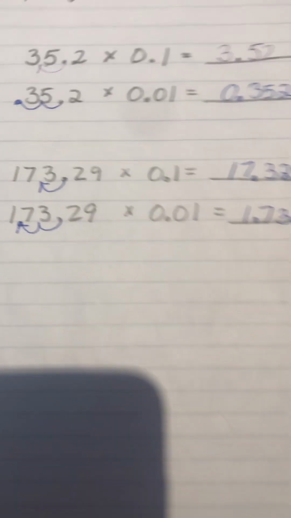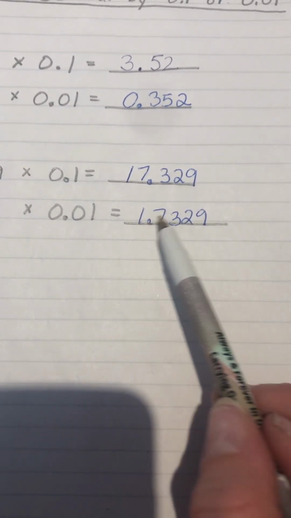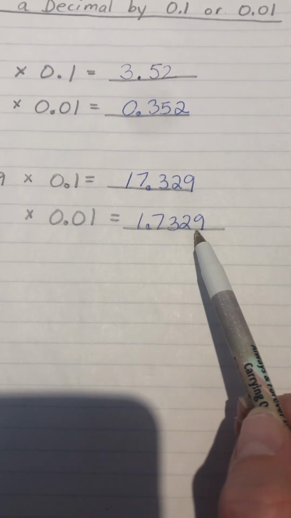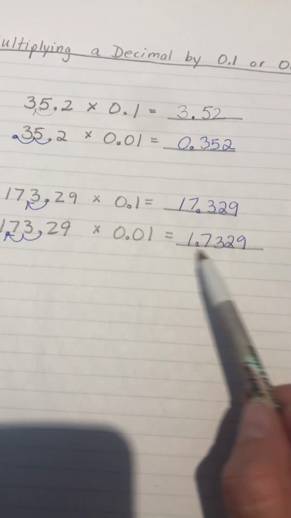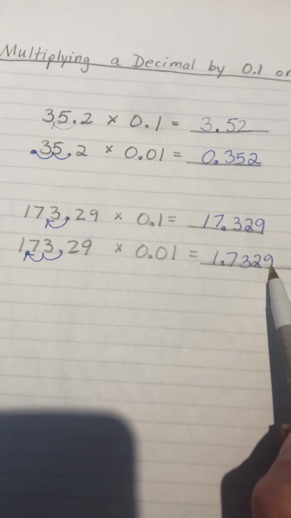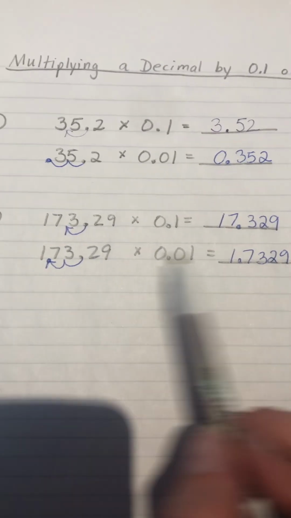1.7329. And again, if you were to read this decimal, it would be 1 and 7,329 ten-thousandths. Now, they will never get a number with 4 digits past the decimal point in 5th grade, but just to show you the process.